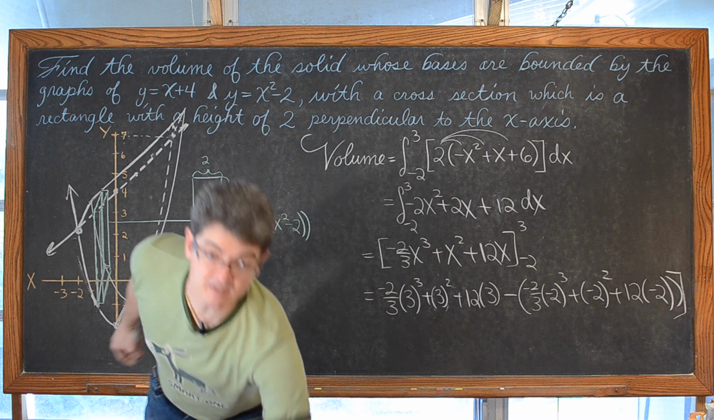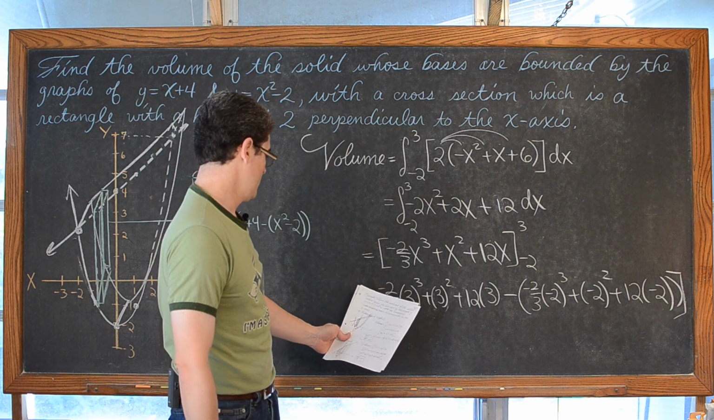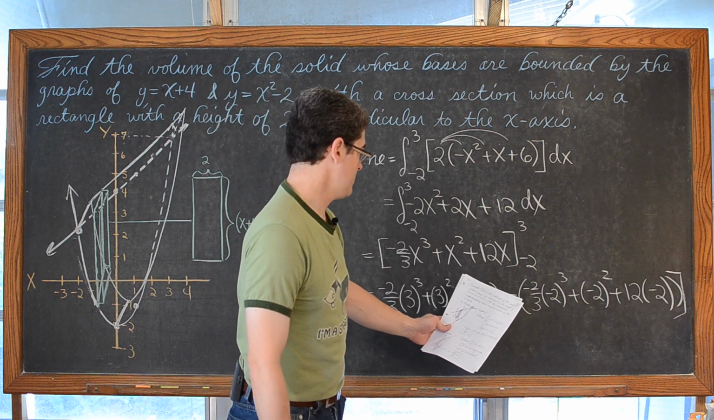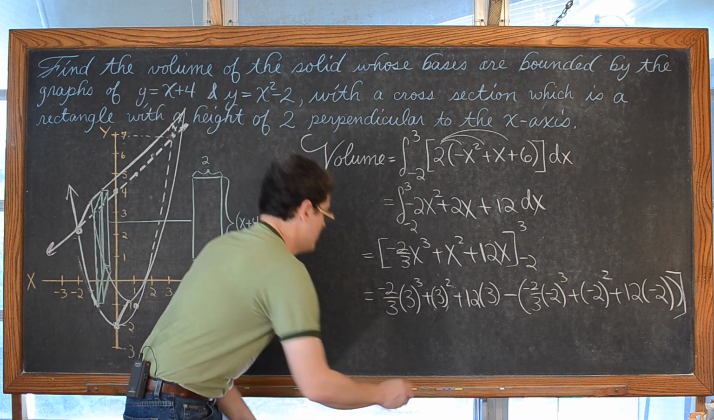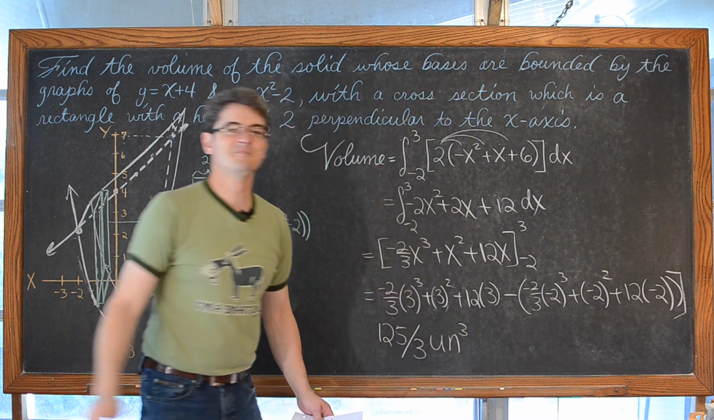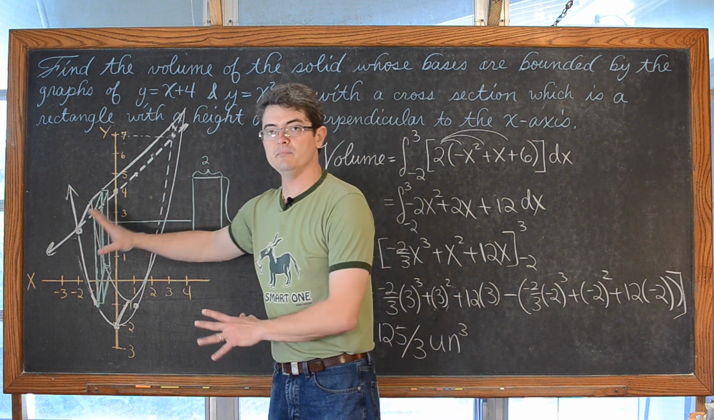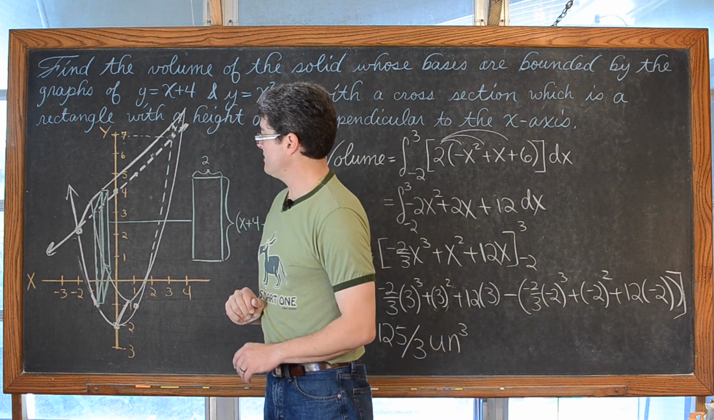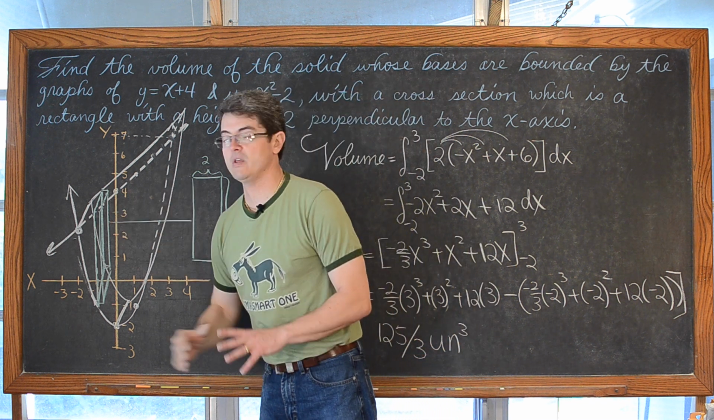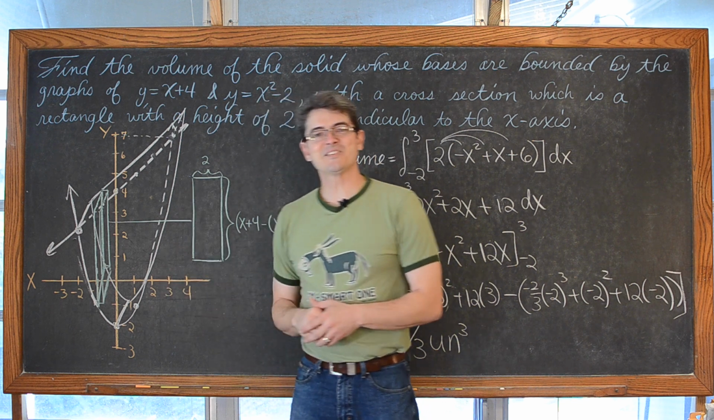And cleaning all that up, and off the top of my head, that volume is going to come out to be, let's make sure I didn't write anything incorrectly here. Looks good. That volume should come out to be 125 over 3 cubic units. Now, what if we were to do cross sections, the same function of the parabola and the line y equals x plus 4, but instead of our cross sections being rectangles with height of 2, what if those cross sections were squares? Let's see what that looks like. Bam!